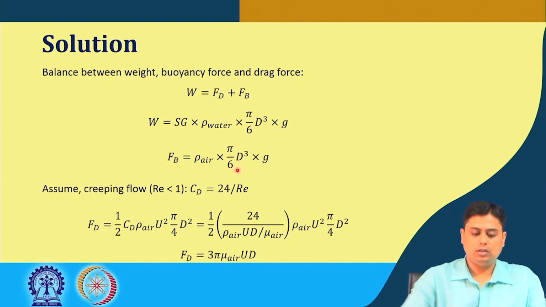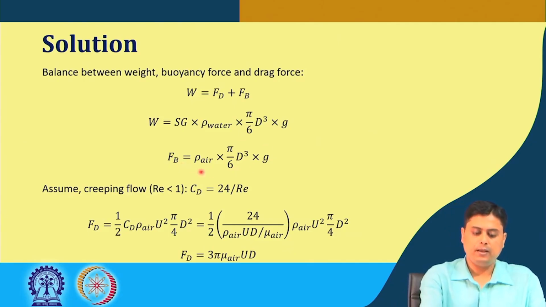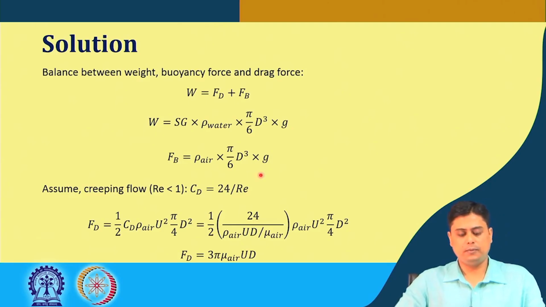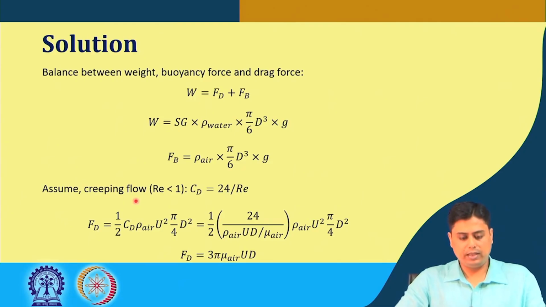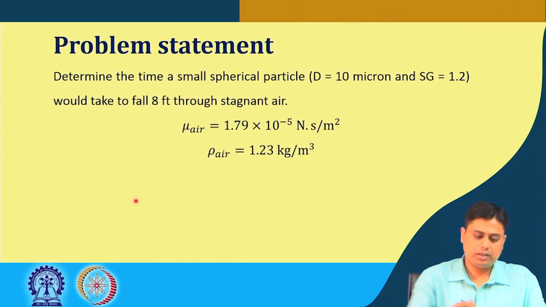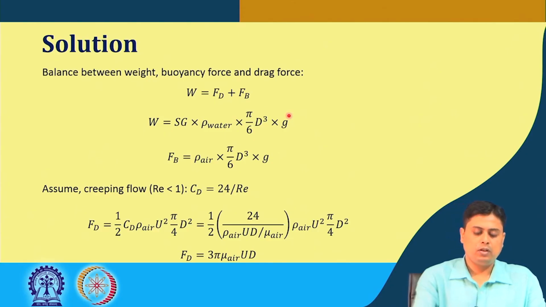The buoyancy force that acts on this particle is given by this expression, because it is associated with the density of the surrounding media, which is air in this case. And assuming creeping flow, because here we have mentioned this is stagnant air, let us say we assume for the time being, to know the value of CD, the drag coefficient, to calculate the FD. We take that this is the case here.